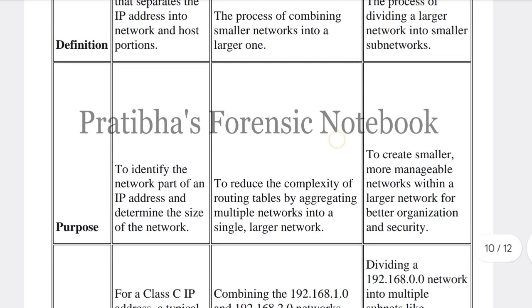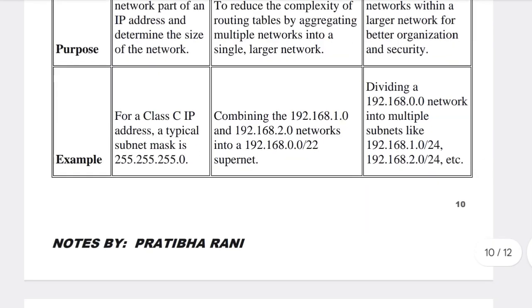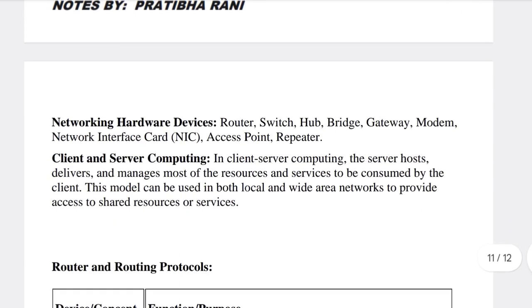Then an example of supernetting. So combining this particular range of networks into a larger range. When we are combining some IP addresses and making that IP address a big one, or a big network, that process is known as supernetting, and the opposite of that is subnetting. Okay, meaning just dividing the larger network into smaller ones. Okay, you can see the example here also.